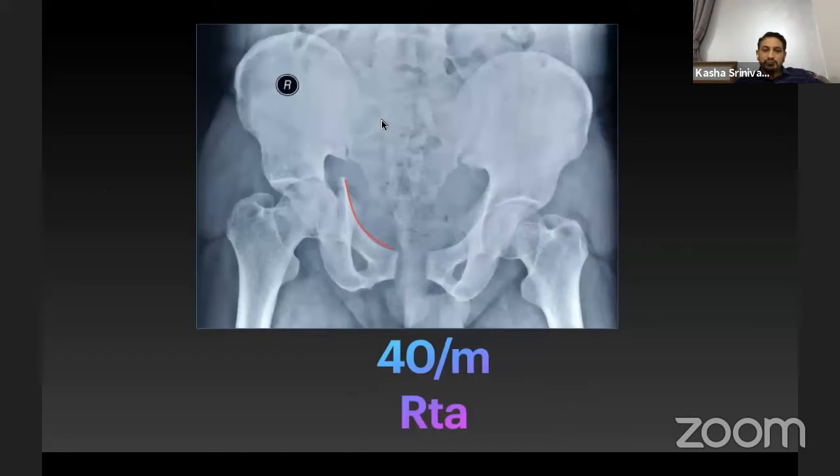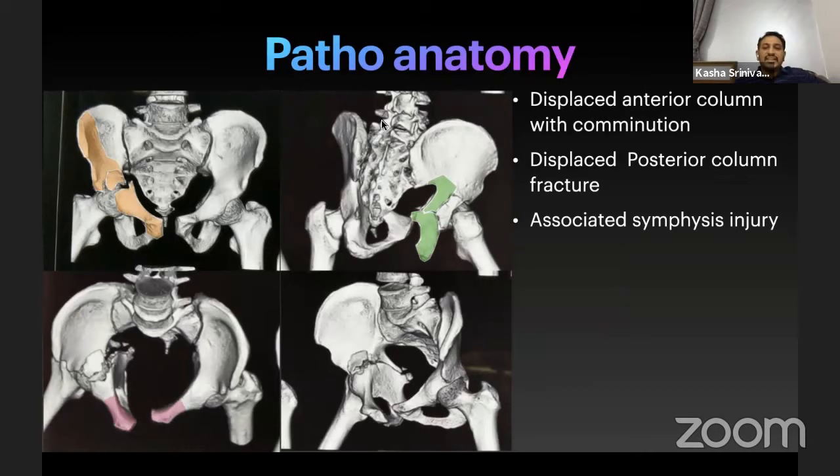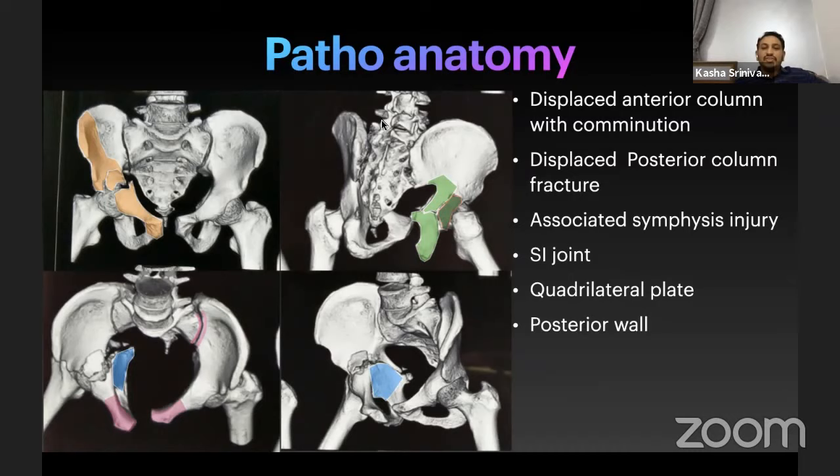Let me take you through a case example. Here you have the iliopectineal line and ilioischial line, both are broken, and ischiopubic integrity is maintained. If you see the pathoanatomy of this particular fracture, there is a displaced anterior column fracture with comminution, a displaced posterior column fracture, a symphysis injury and SI joint injury on the opposite side, and the quadrilateral plate is also displaced. And there is a posterior wall fracture associated with this.